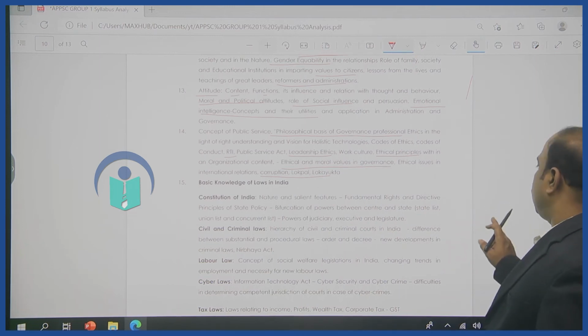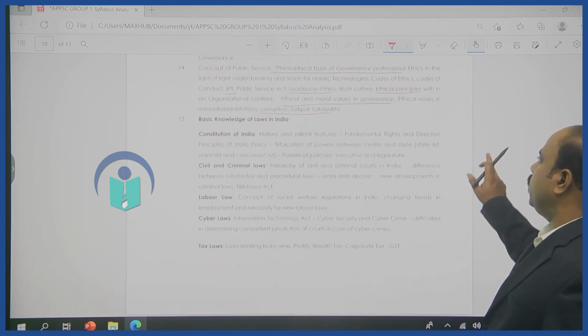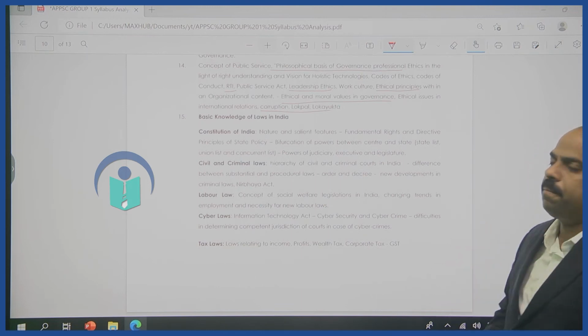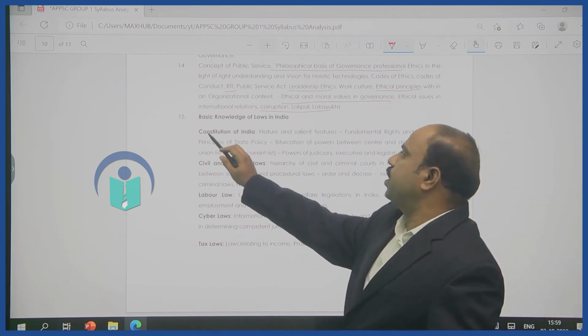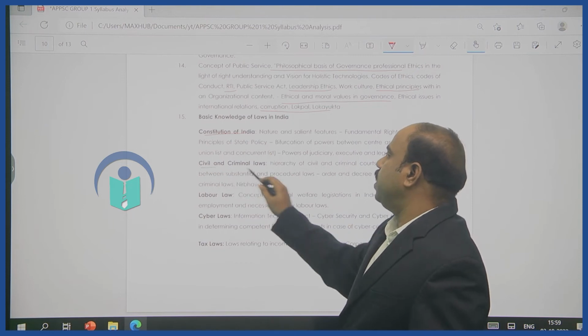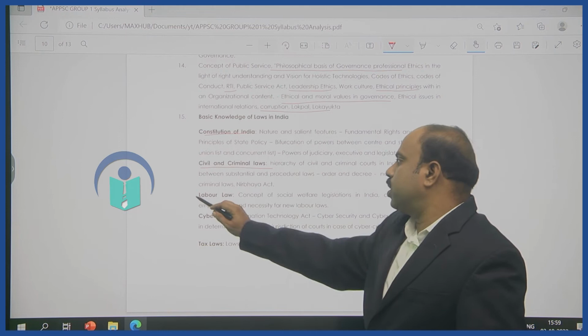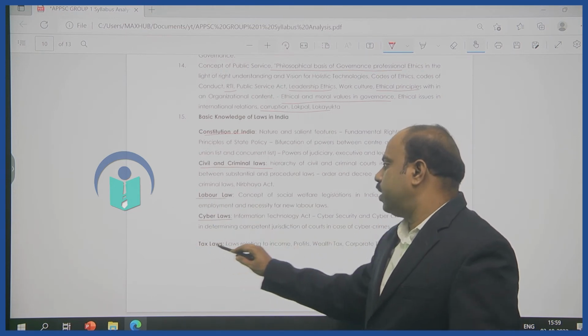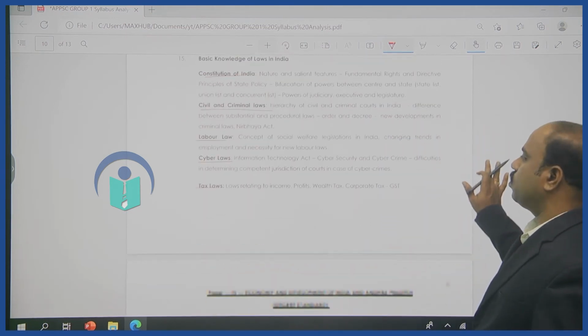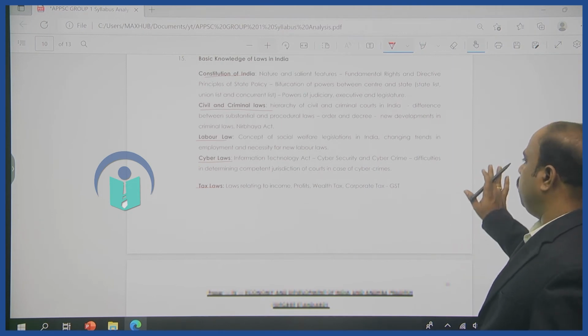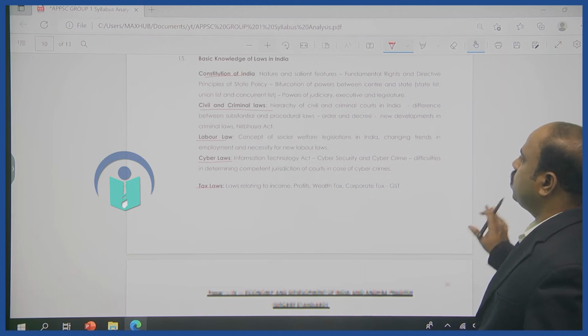So the next, basic knowledge of laws in India, that is the Constitution of India. Following, criminal and civil laws, CPC and CrPC, labor laws, cyber laws, and tax laws in India. Very important topics. All these are very important topics here.